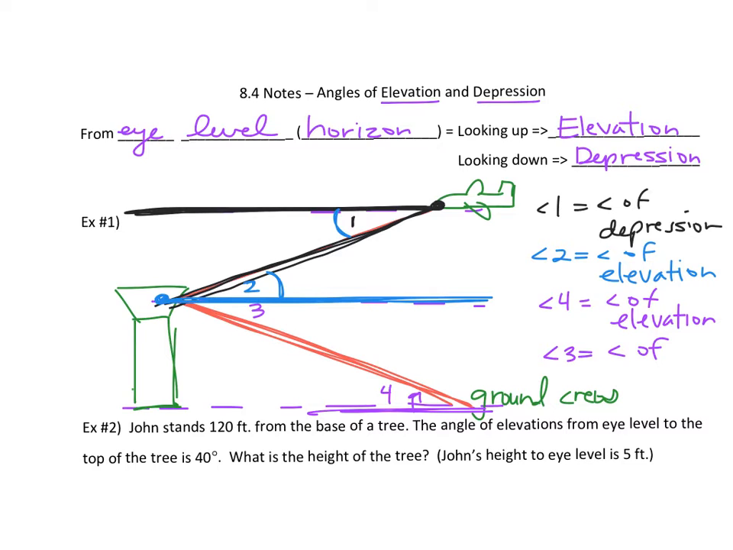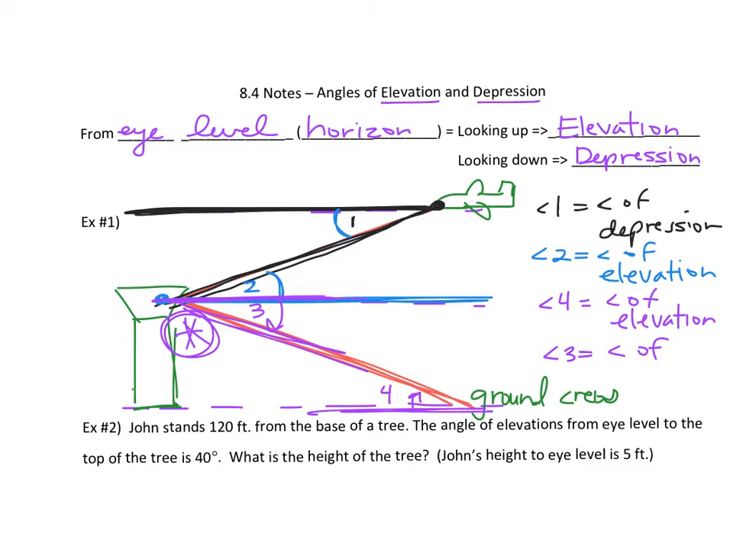Angle 3 would be an angle of depression. If they're looking straight out the traffic control tower, they'd have to look down to see the ground crew, okay? Notice that that angle where I put the star, that's not an angle of depression. You have to start from horizontal. You have to go straight out and either look up from that or look down from that. So don't use this as the angle of depression.